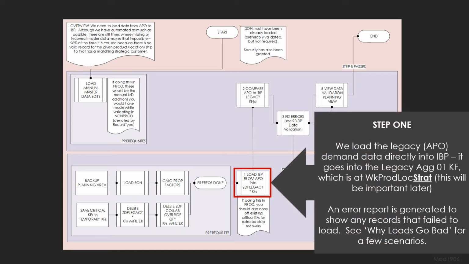Step 1, we load the legacy APO demand data directly into IBP. It goes into the legacy AG01 key figure, which is at the week, product, location, strategic customer level. This will be important later. An error report is generated to show any records that failed to load. See why loads go bad for a few scenarios.